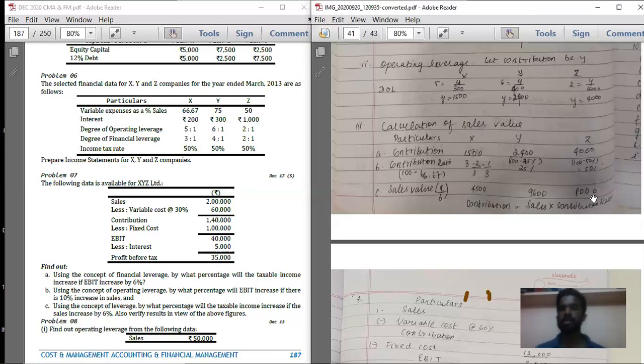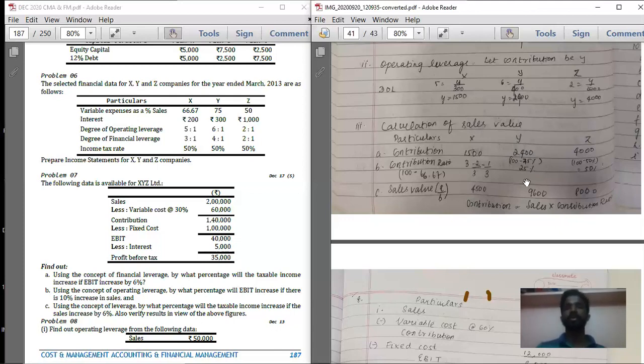So contribution is equal to sales into contribution ratio. Now again, for cross checking, just multiply it. Here sales is 8000, contribution ratio is 50%. So 8000 into 50%, contribution should be 4000. And for this, sales value is 9600, contribution ratio is 25%. So 9600 into 25%, you should get contribution 2400.